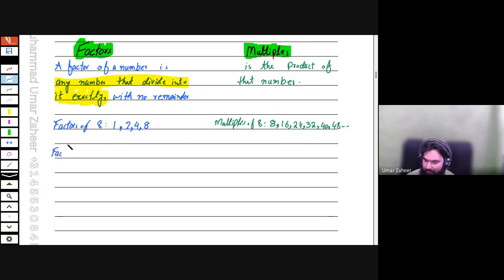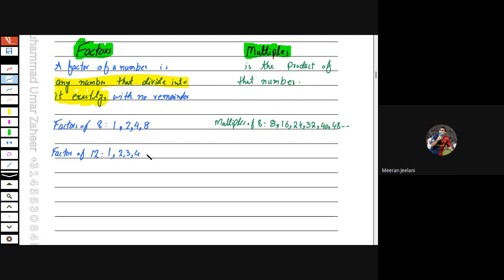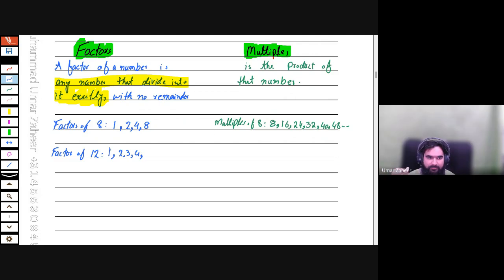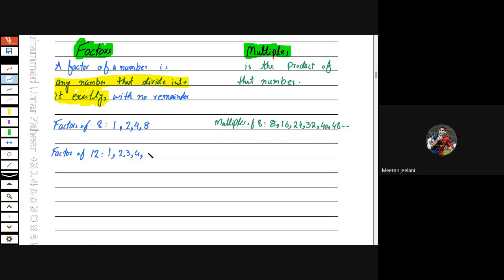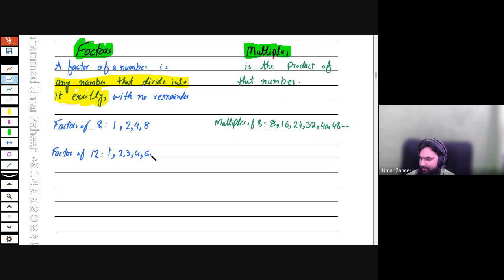Let's find the factors of some more numbers. Let's talk about the factors of 12. The factors of 12: it is divisible by 1, divisible by 2, divisible by 3, divisible by 4. Yes, Mehran. Sir, do we include 1 as a factor of a number? Yes, 1 is a factor of all numbers. Okay, sir. 12 is also divisible by 6 and it is divisible by 12.